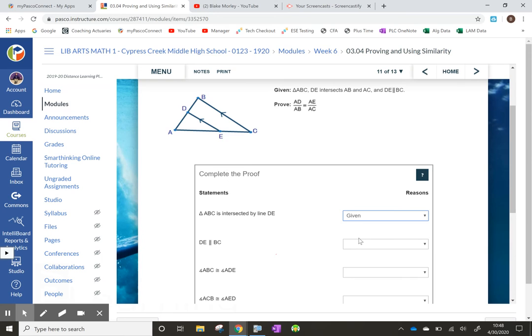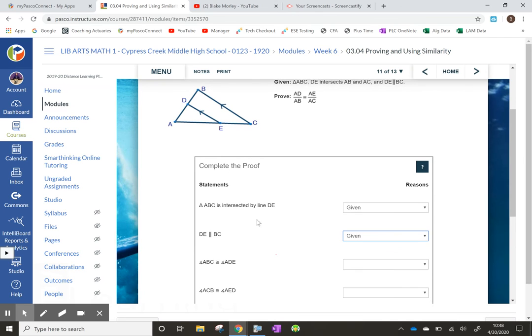Usually the first one or two lines is given because it's literally something that was already set up here. So for example, the next part says DE is parallel to BC. Well, guess what? Again, that was given because it literally told us that at the beginning of the problem. So that's given to us as well. But now we're talking about something new.